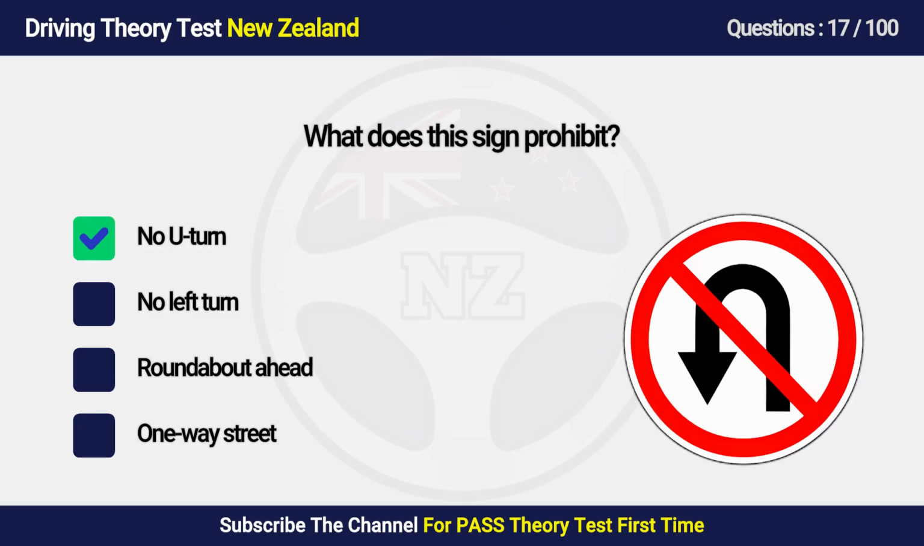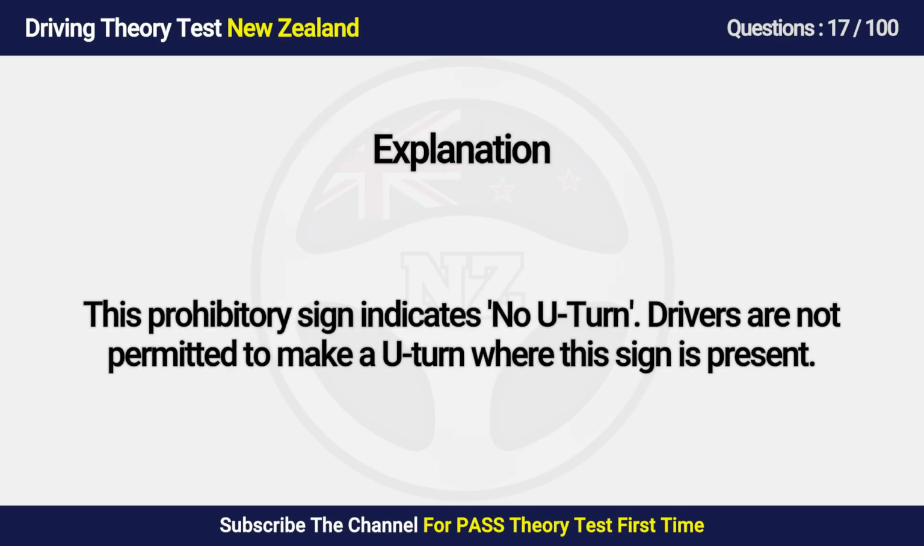Answer is A. No U-turn. This prohibitory sign indicates no U-turn. Drivers are not permitted to make a U-turn where this sign is present.